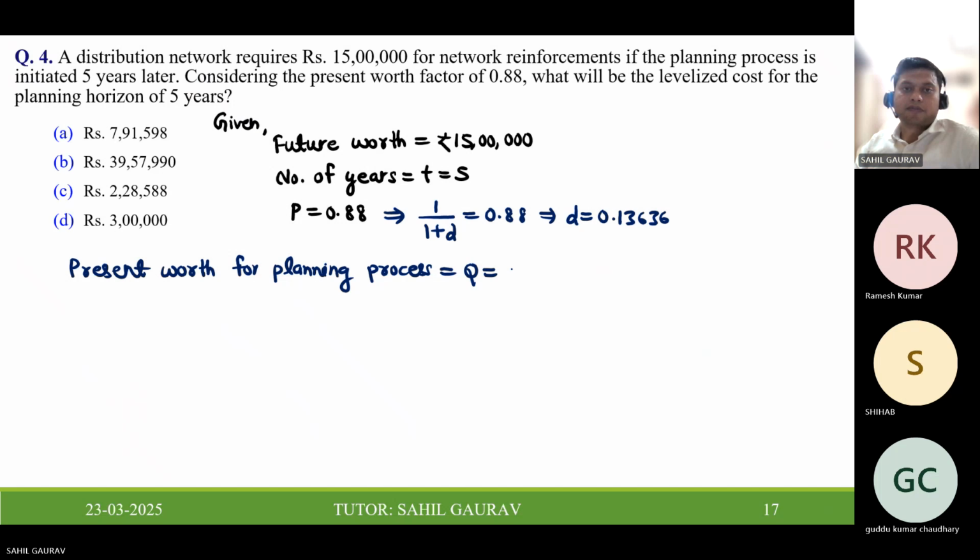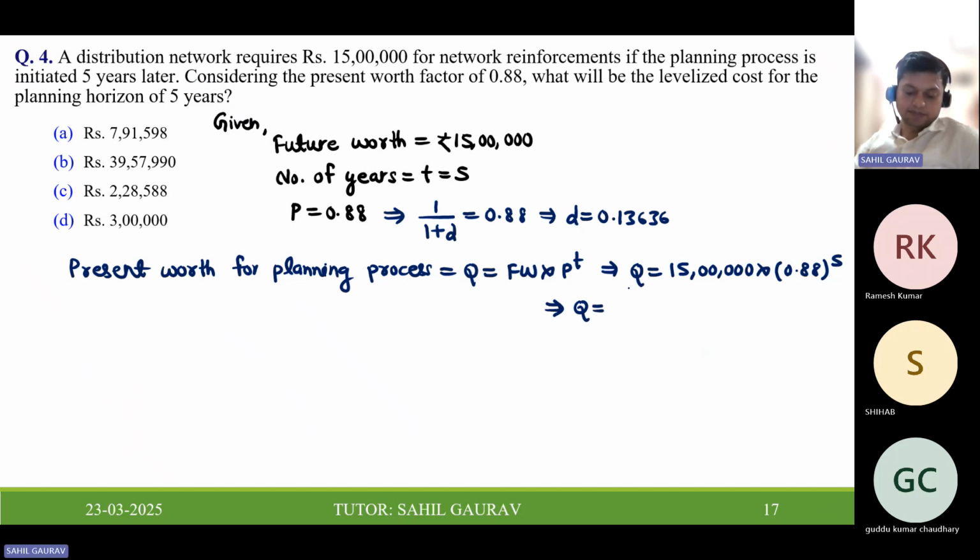Q equal to future worth into e to the power t. So future worth is 15 lakh, P is 0.88 and number of years is 5. So Q you will get as 7 lakh, that's the present worth of money: 7,91,598. Right.